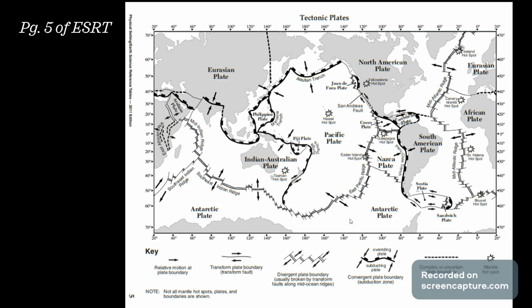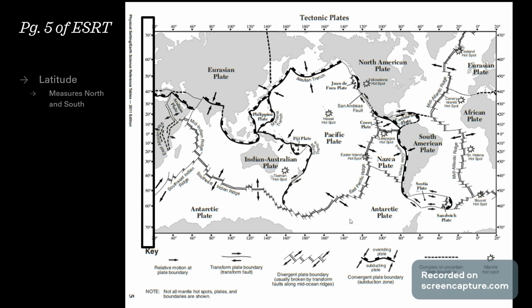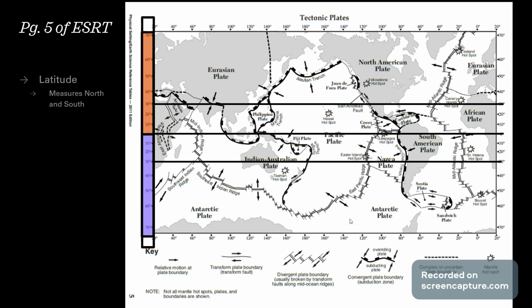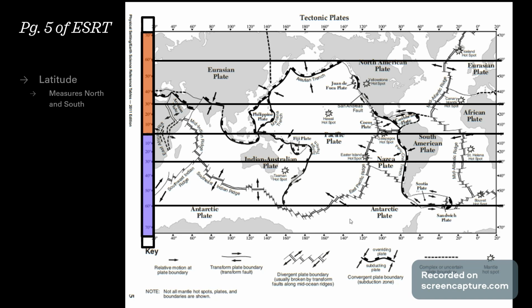Before we get to that, I want to look at page 5 of the ESRT where we have this world map and it has our plate tectonics information. In addition to the plate tectonics information, we also have our latitude markers on the left and right hand side. These are going to measure north and south. Highlighted in red here, I have my northern values that are north of the equator, and in blue here, I have my values that are south of the equator. There's my equator line, and then here are lines building up north and south as I work my way to the poles of the Earth.